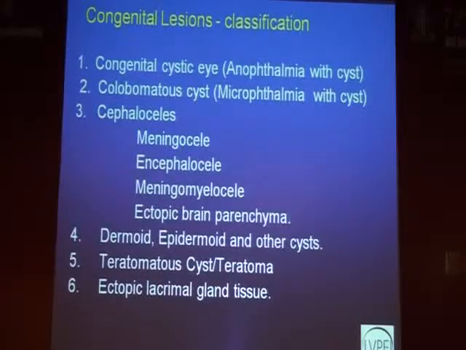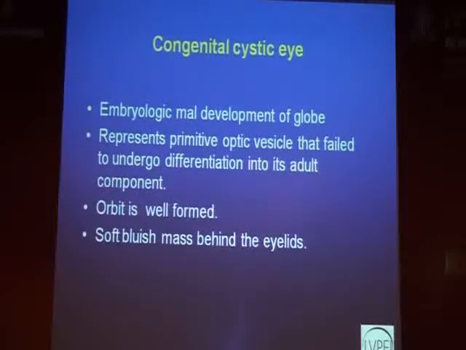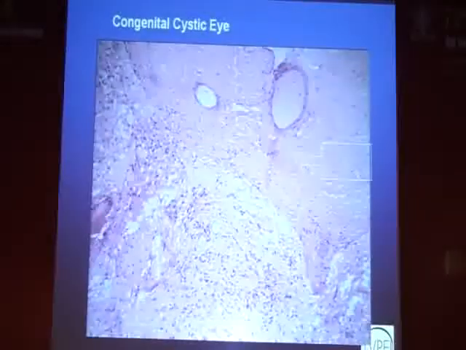So just a few slides on congenital lesions in the orbit. It could be a congenital cystic eye, also known as anophthalmia with cyst, colobomatous cyst, known as microphthalmia with cyst, cephaloceles, dermoid cyst, epidermoid cyst, teratomatous cyst, also known as a teratoma, and ectopic lacrimal gland tissue. So congenital cystic eye represents primitive optic vesicles which fail to undergo differentiation into their adult components, and on microscopy it has 2 layers.